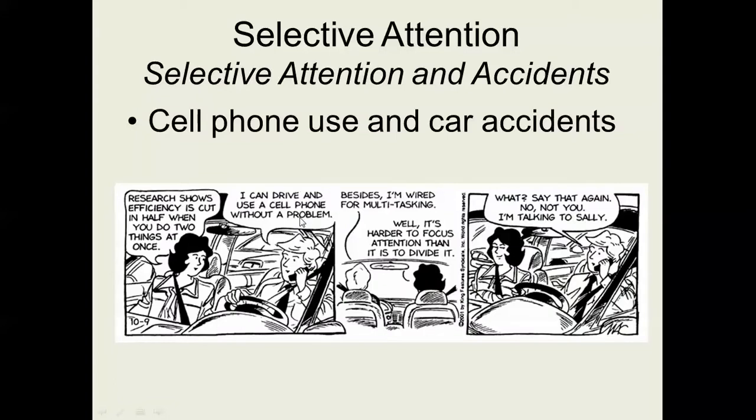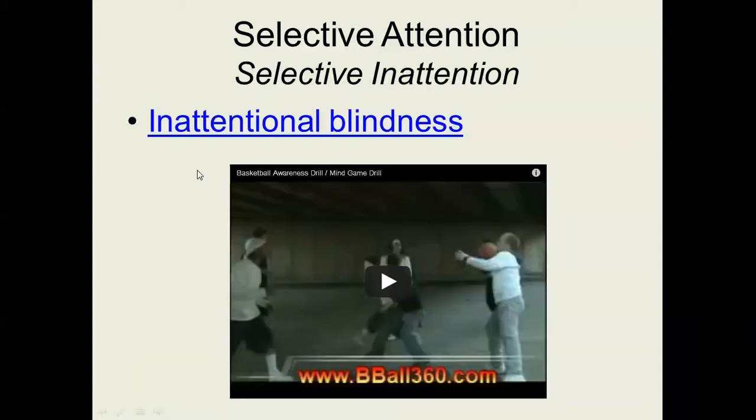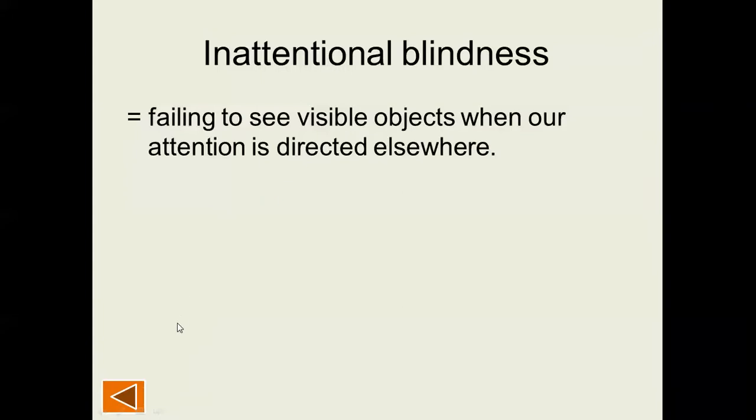Again, cell phone use in car accidents. Again, like I said, selective attention limits our perception as many stimuli will pass by unnoticed, and this lack of awareness is evident in studies of inattentional blindness. And this is failing to see visible objects when our attention is directed elsewhere.